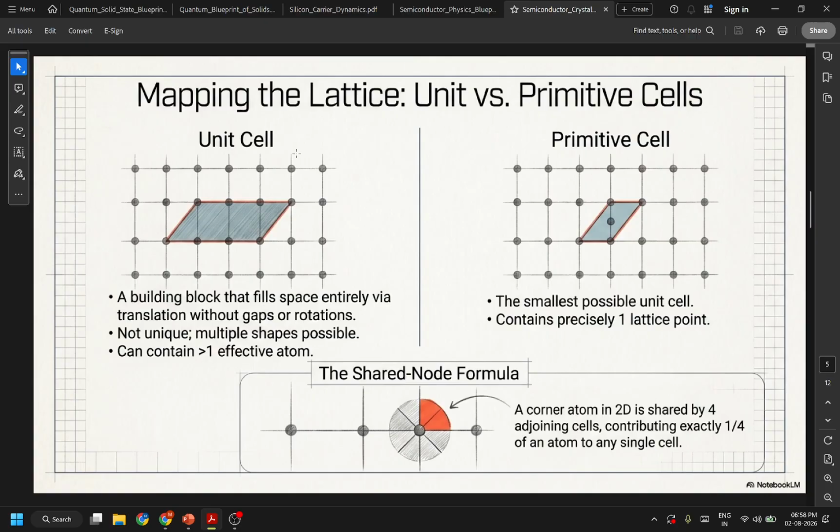And within one primitive cell you can have partial atoms also, where we use the shared node formula. So you can see here, in this case, one single point is shared between four regions. So each region will have one fourth of the point.